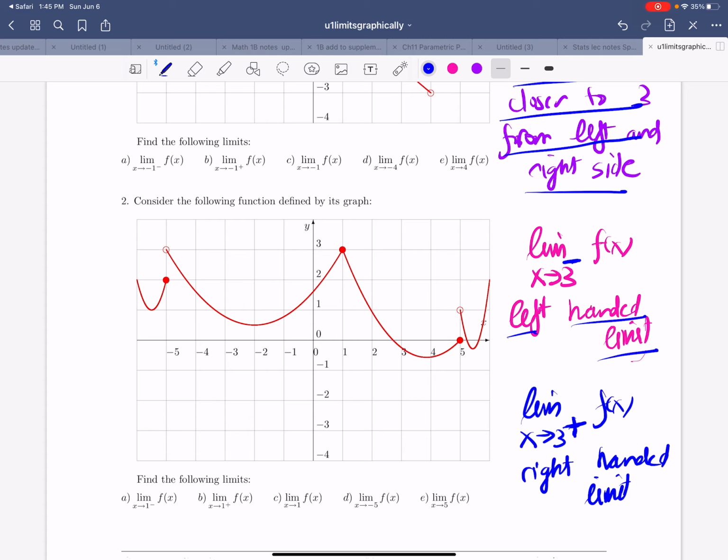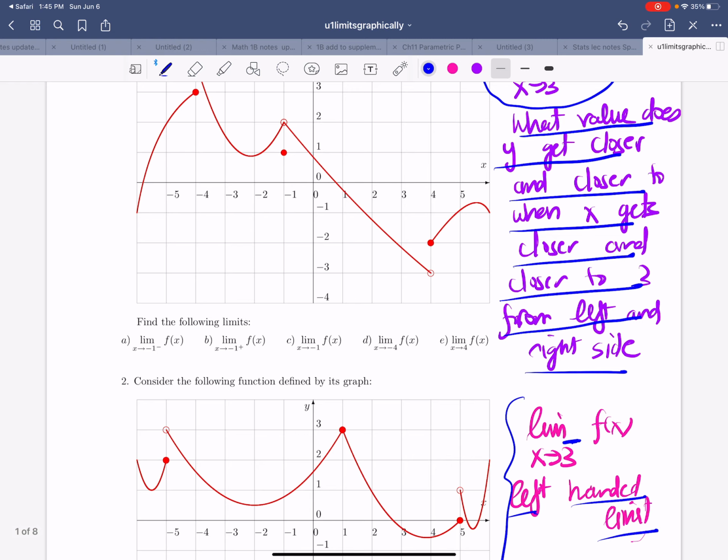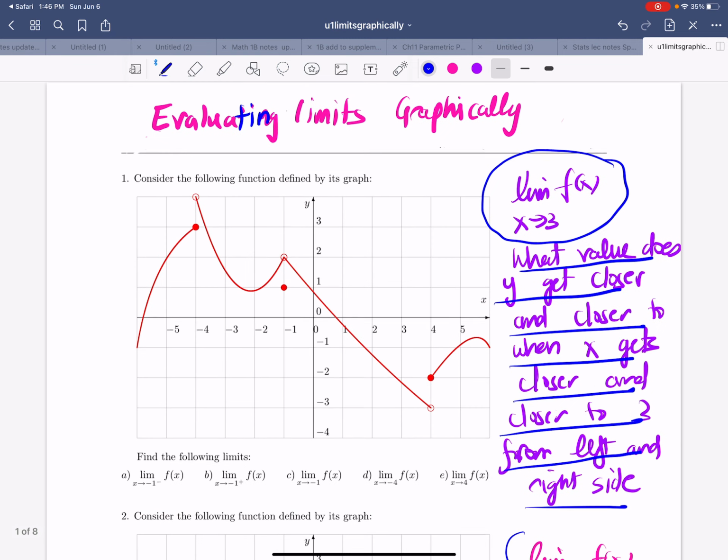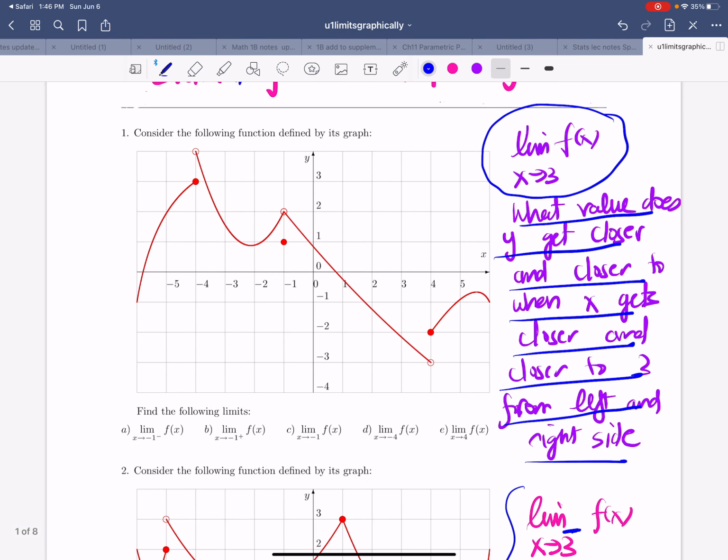As x is getting closer and closer to 3, coming from the right-hand side, what value does y get closer and closer to? These are one-sided limits. And the limit may not exist, but the one-sided limit might still exist. So here are some examples. For the first one, let's look at the graph carefully. We're given some holes, some solid points, some curves, some straight lines. So we're given the graph of a function.